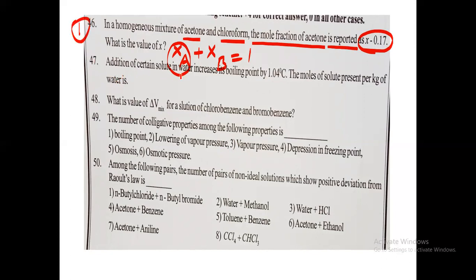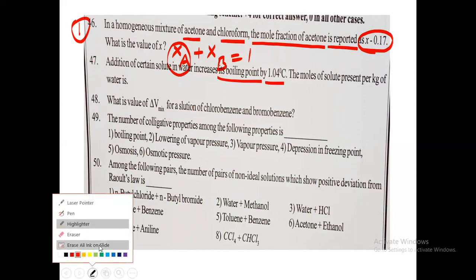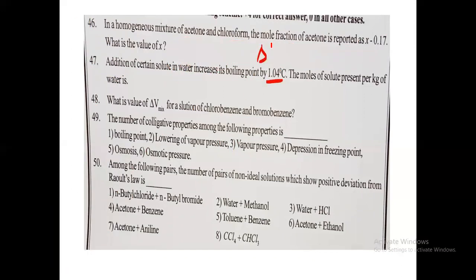Next, addition of a certain solute in water increases its boiling point by 1.04 degrees Celsius. Addition of a certain amount of solute in water elevates the boiling point by this much. So Delta Tb is given. They ask for the number of moles of solute present per kg of water. In 1 kg of water, how many moles of solute are present?